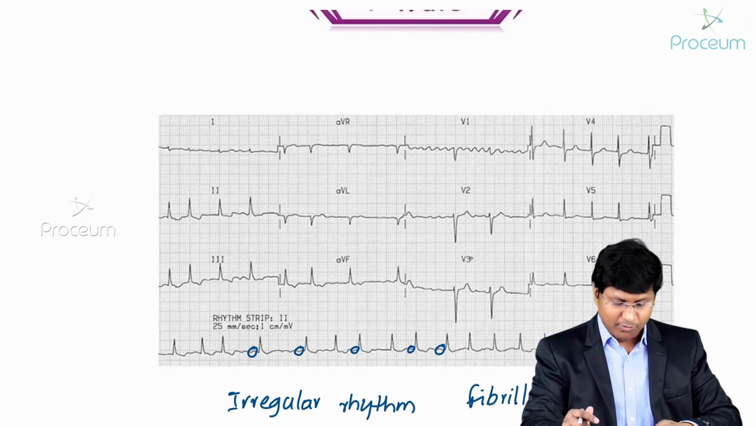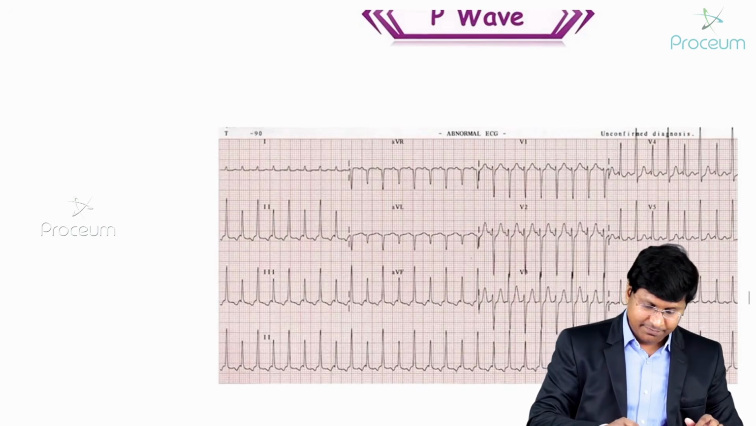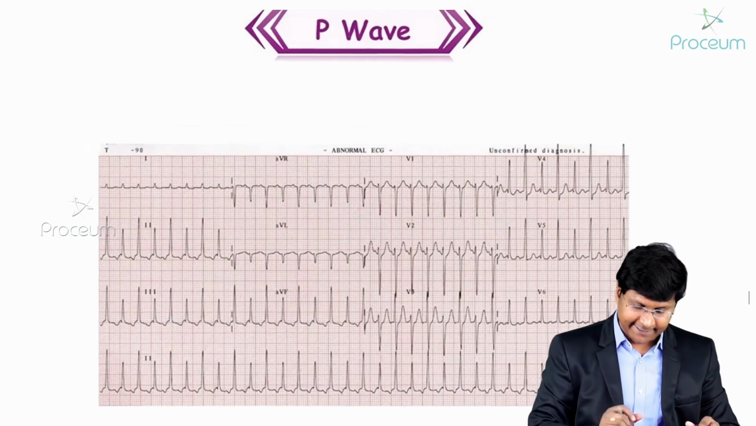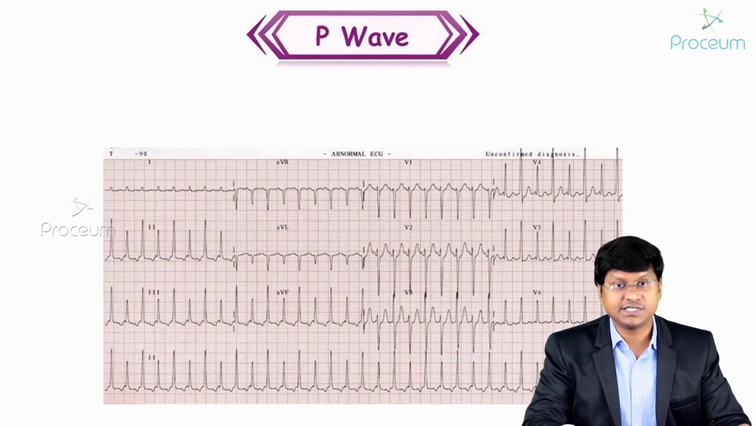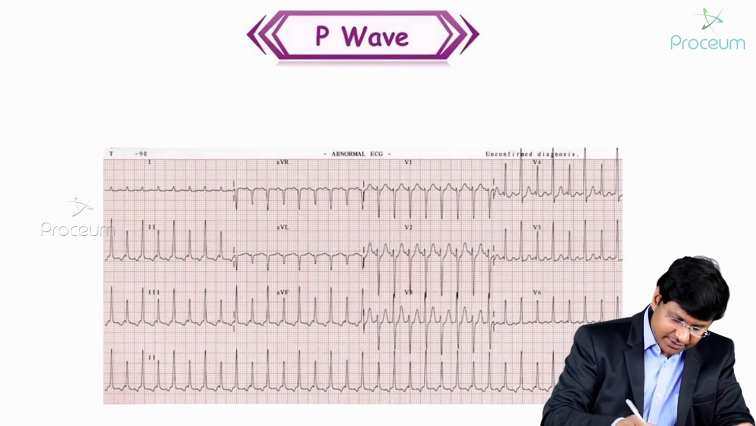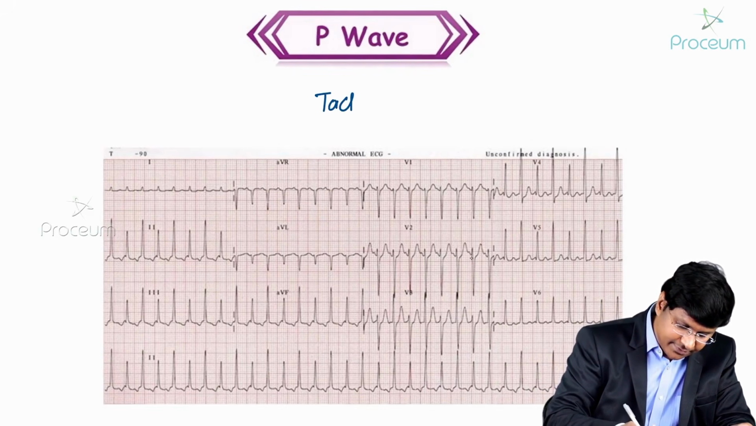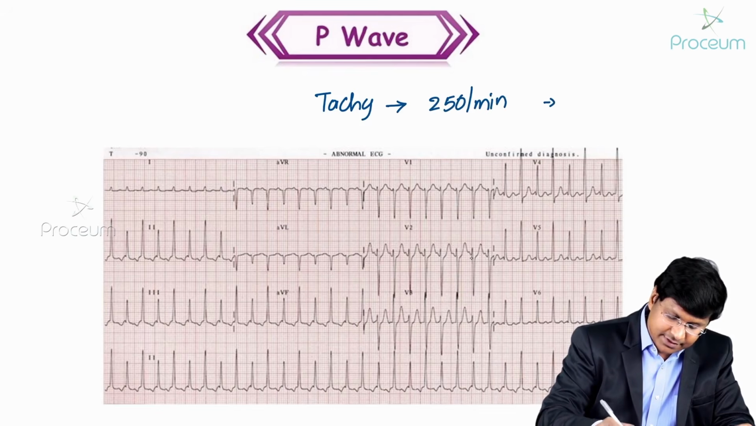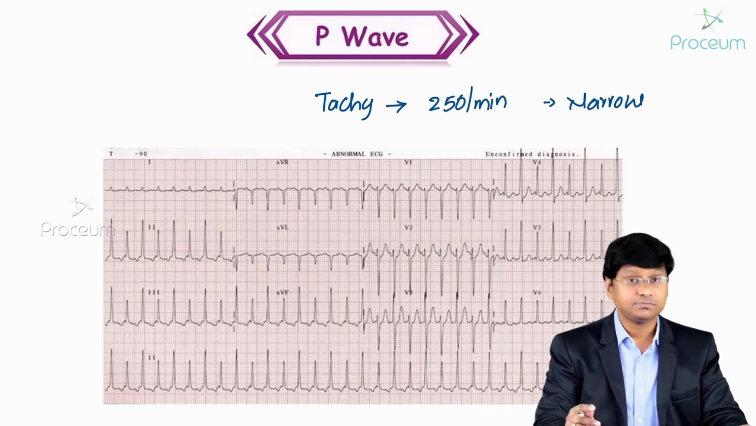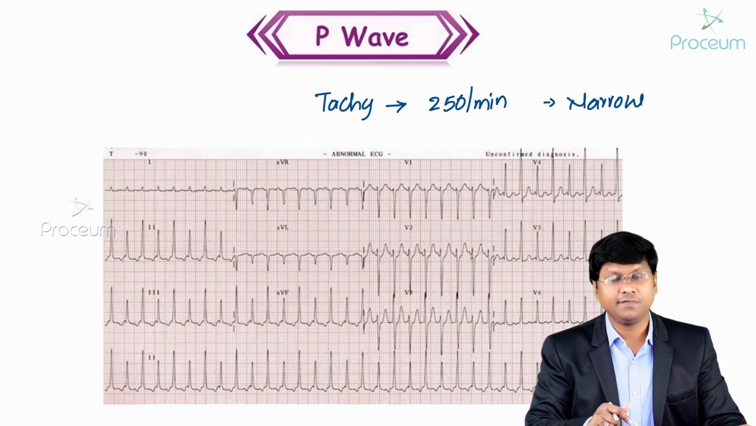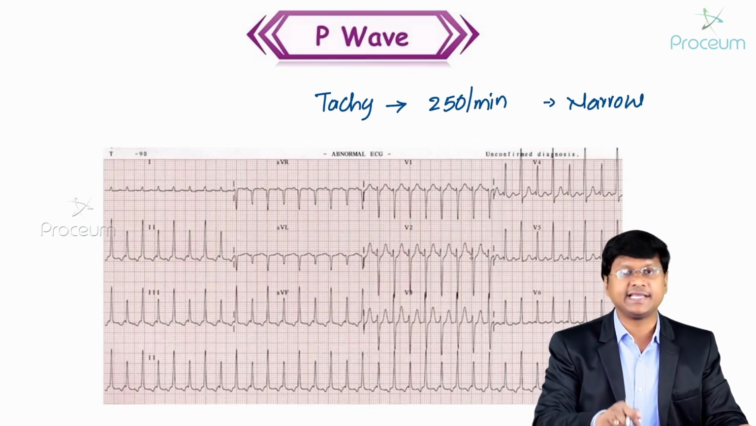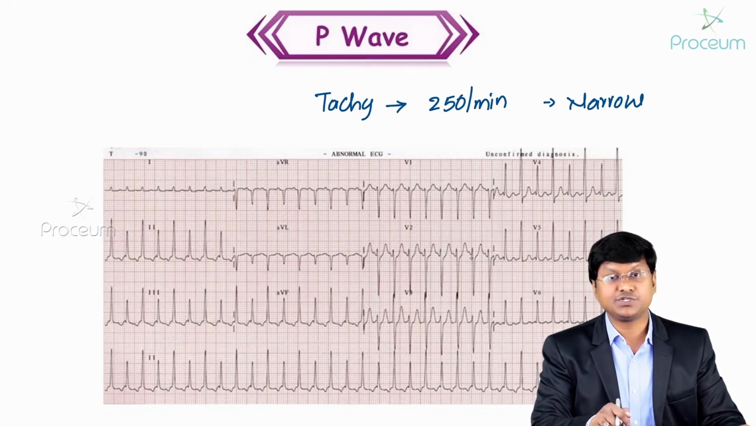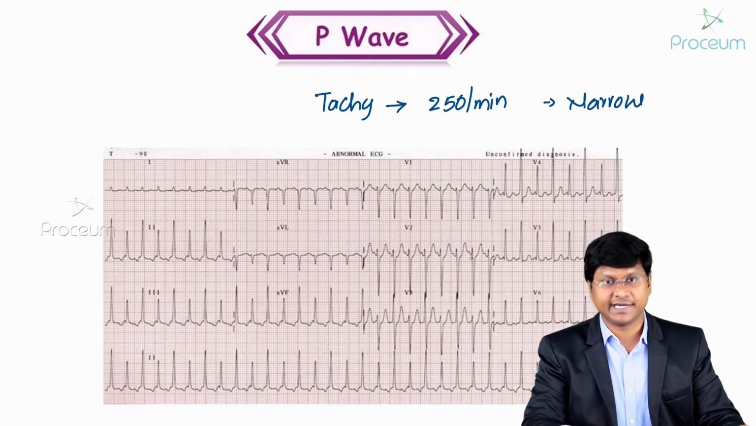And similarly, one more option was your PSVT, that is paroxysmal supraventricular tachycardia. Now, if you see this ECG here, you are having the tachycardia, and the heart rate is nearly around 250 per minute or more than that. And if you take the QRS complexes, they are narrow complexes. So this is the ECG of narrow complex tachycardia, right?